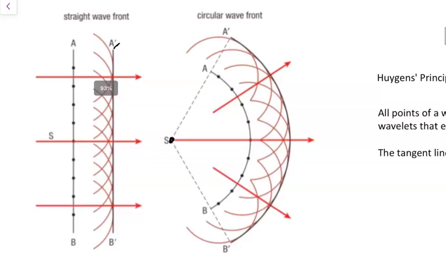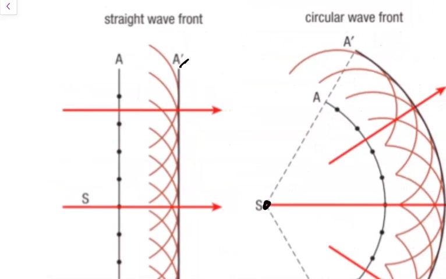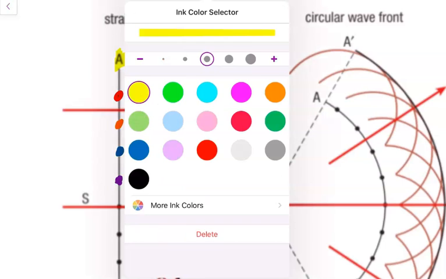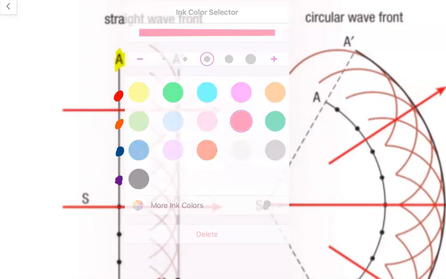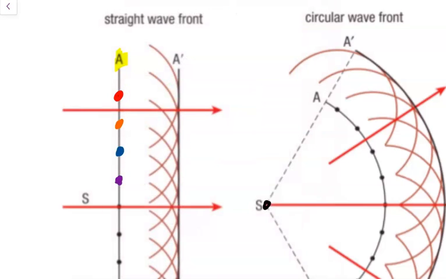So let's first look at this straight wavefront right here and identify the points on it. We're going to focus on just this A wavefront, which is like the initial wavefront. I'm going to identify the points: I've got a red point, an orange point, a blue point, and a purple point. Where are the wavelets on this? Well, a wavelet is like a wavecito, a small wave, and that wave is expanding outward from each point.